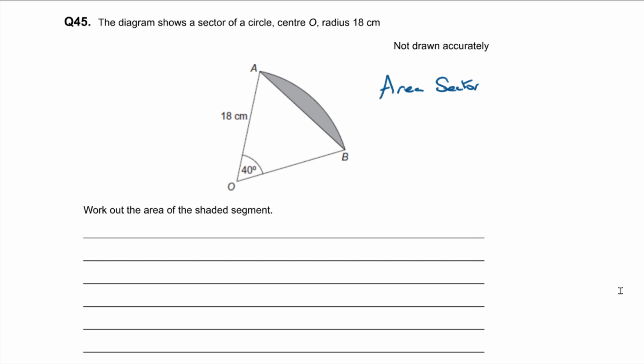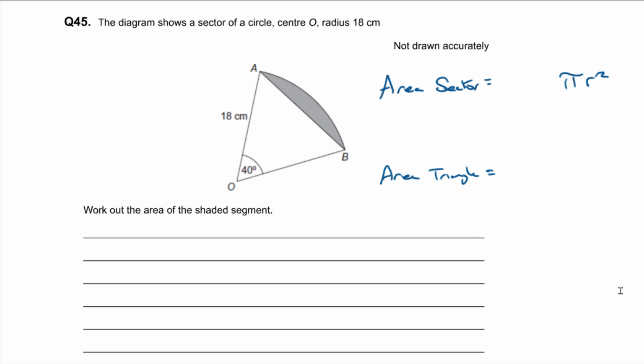So I can take the area of the triangle away from the area of the sector, leaving the area of the segment. Okay? Those are the two things that I need to know how to do. Now the area of a sector is just a fraction of the area of the circle, isn't it? Now I know the area of a circle is pi r squared. So pi r squared is the area of a circle.